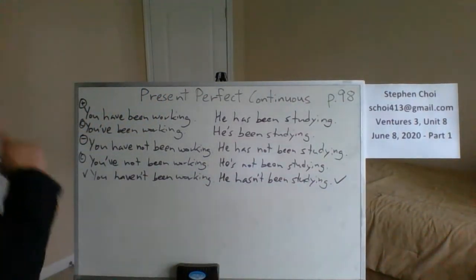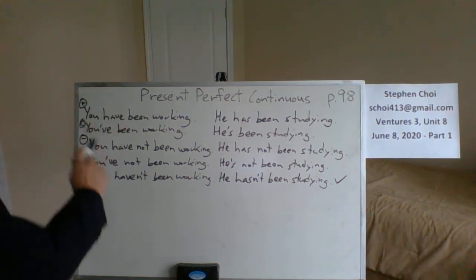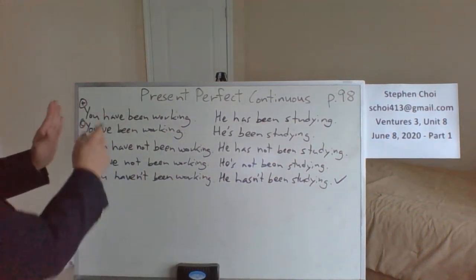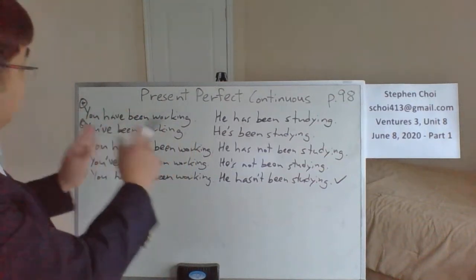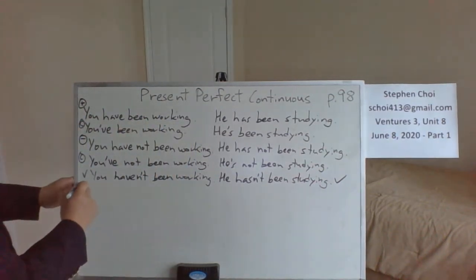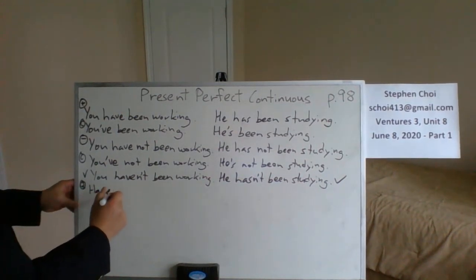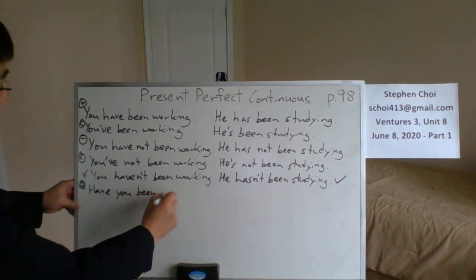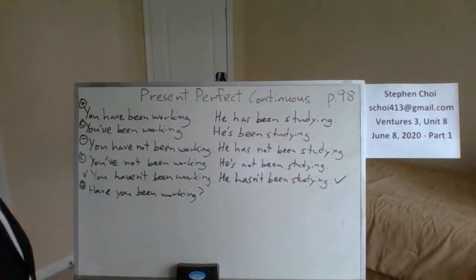Okay, all right. So how do you make this into a question form? Okay, for a question form, you can make negative questions, but we'll just do affirmative questions. We'll go back to the first sentence here and just flip, right? Flip the first auxiliary verb with the subject, right? So to make the question form, you just use have first, right? Have you been working?